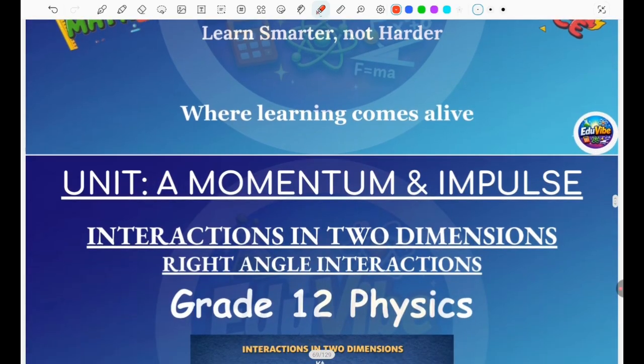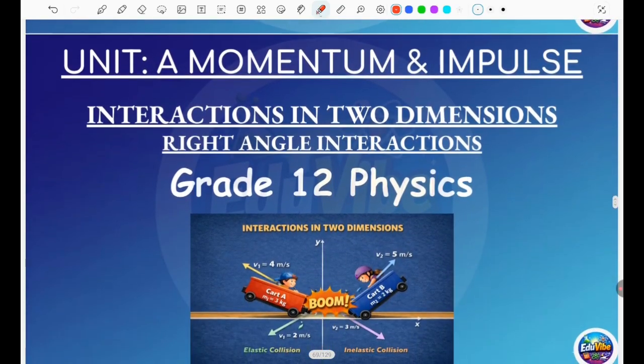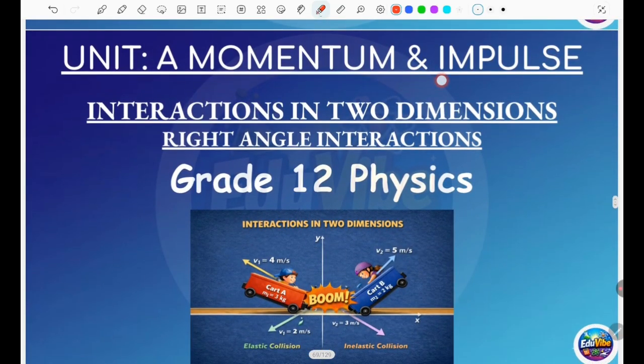Today we'll start with the second half of momentum and impulse, which is interactions in two dimensions. This topic is pretty long, so we will cover it in a few lessons. Our first topic for interactions in two dimensions is right angle interactions. We are just talking about right angle interactions in two dimensions.